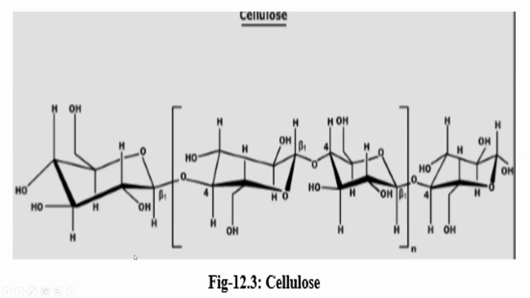This is the structure of cellulose. Here you can see beta-1,4 linkages between glucose units.